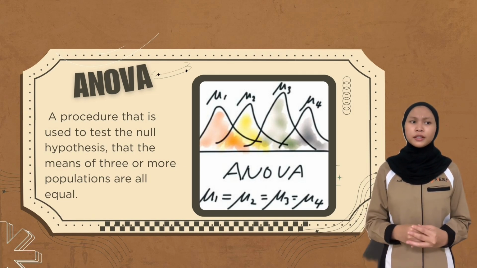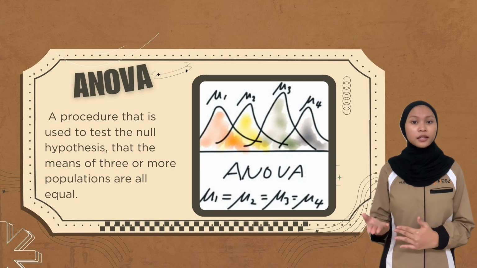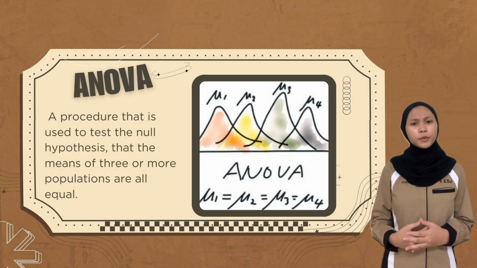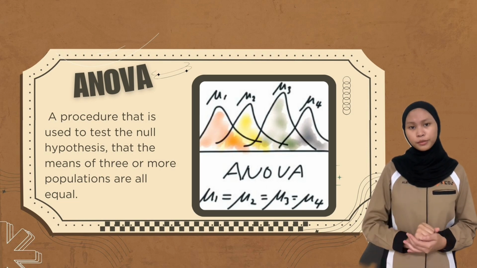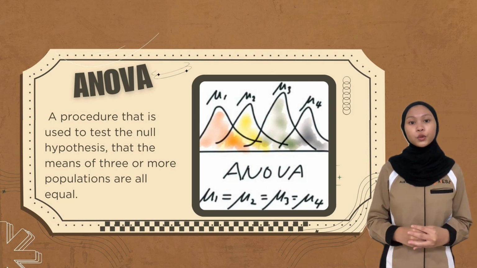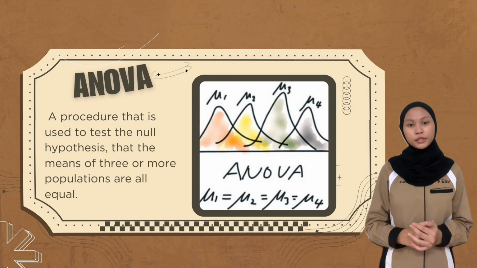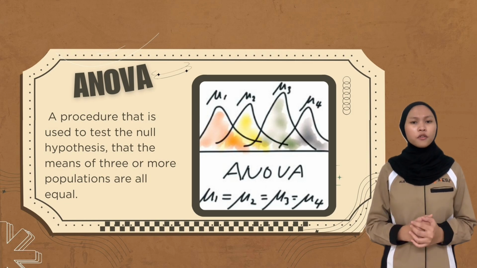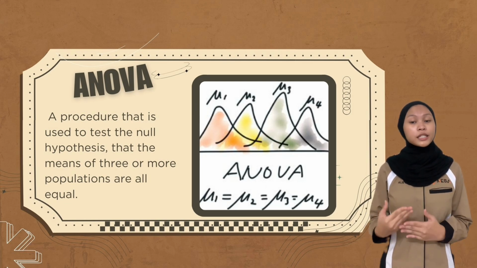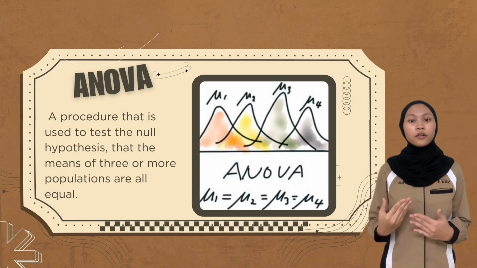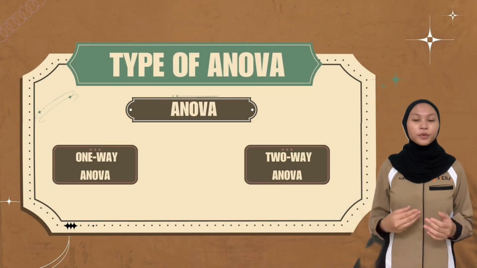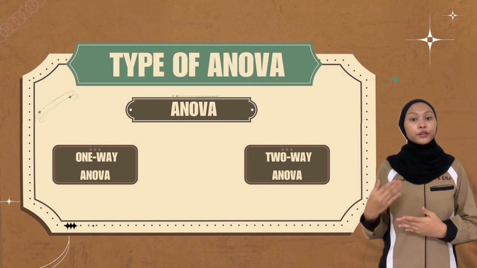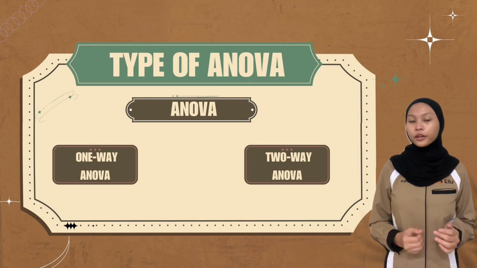However, the procedures learned in hypothesis testing are more efficient for performing tests of hypotheses about the difference between two population means. That's why ANOVA is used to compare three or more population means. For more knowledge, ANOVA was created by British statistician Sir Ronald Aylmer Fisher in 1918. The most common types of ANOVA are the one-way ANOVA and two-way ANOVA.